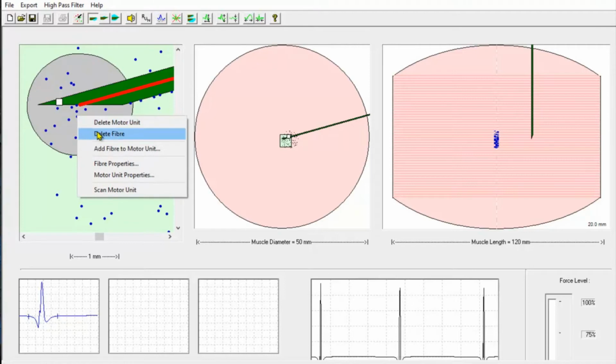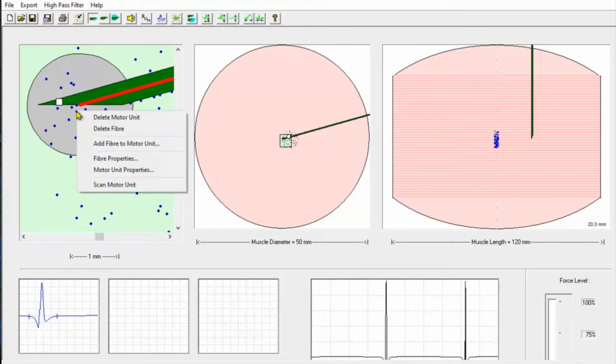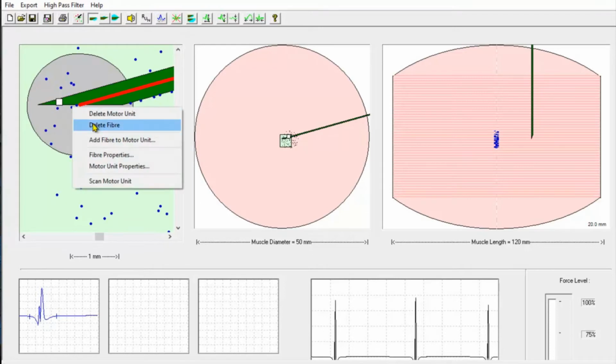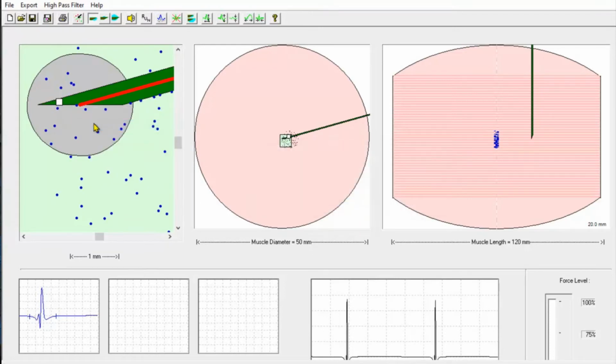Let's look at that. Here I delete one fiber after the other, and you can see the result down to the left here. Here we remove one fiber, we remove another fiber, we remove more fibers, and you see that the signal really doesn't become polyphasic, but rather more simple and lower in amplitude and shorter. Let's restore the multi-unit with a number of muscle fibers in the area.